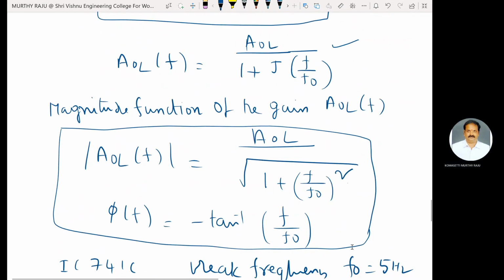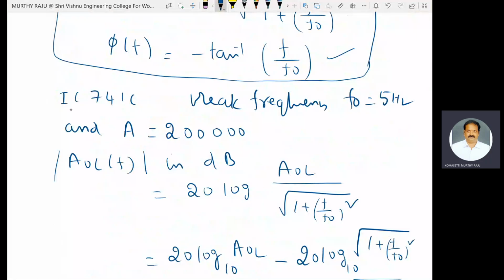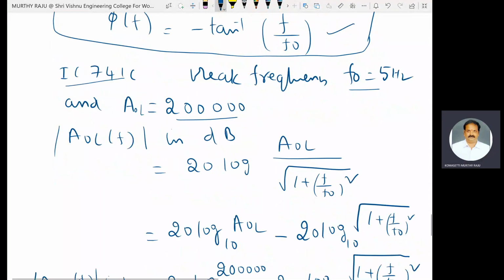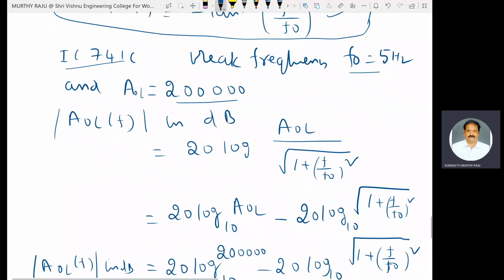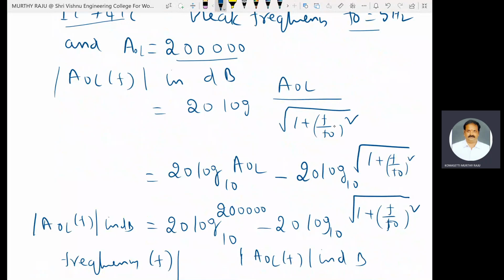This is the magnitude function, and the phase function is phi of f equal to minus tan inverse f by f naught. Consider IC 741C. The electrical characteristics of the IC 741C op amp: the break frequency is 5 Hz, and the open loop gain AOL is 2 lakh. Therefore, the magnitude function mod AOL of f in dB is equal to 20 log AOL by square root of 1 plus f by f naught whole square.